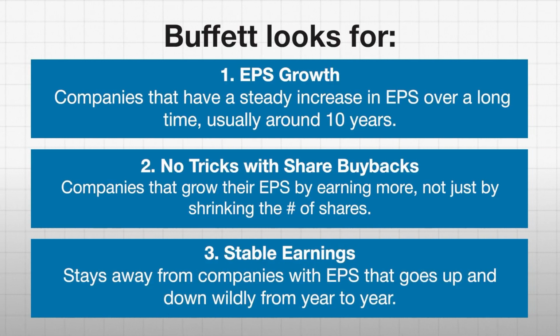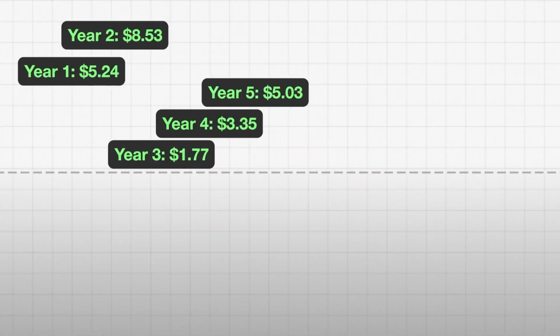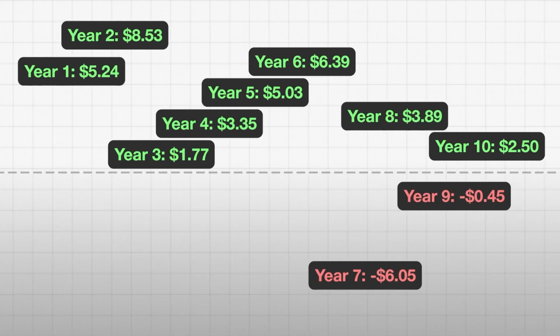Third, stable earnings. Buffett stays away from companies with EPS that goes up and down wildly from year to year. Big swings mean the company might be in a risky or highly competitive business. Here's an example of a company with unstable EPS, which Buffett avoids. These big swings make it hard for investors to predict future profits.